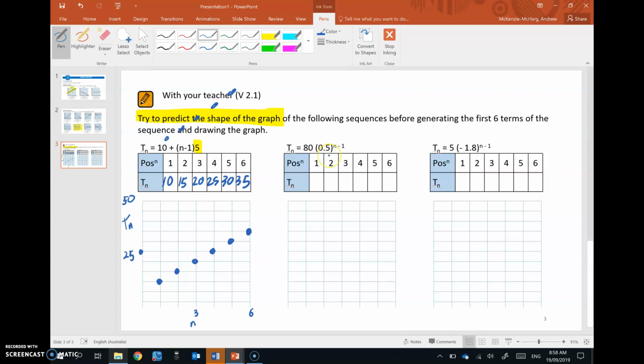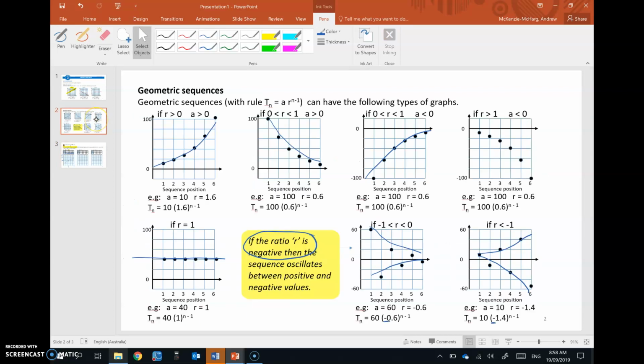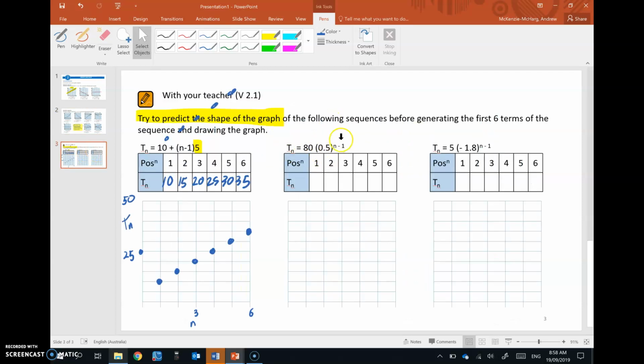All right, next one. Now, here we want to look at the R value and the A value as well. They're both important. So in this geometric sequence here, we have an A value that's greater than 0, and we have an R value between 0 and 1. So A greater than 0, R is between 0 and positive 1. You might want to go now and look for that graph on the previous slide in your book and see if you can pick the general shape of this graph. Then I'll have a go at it.